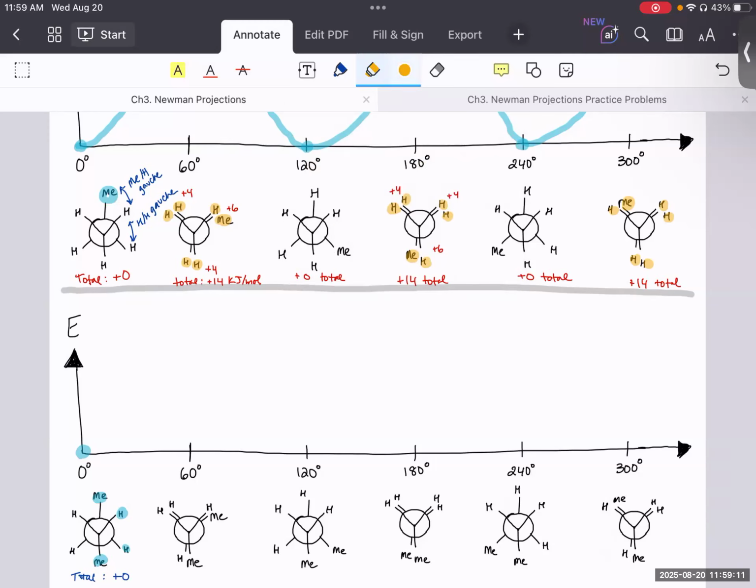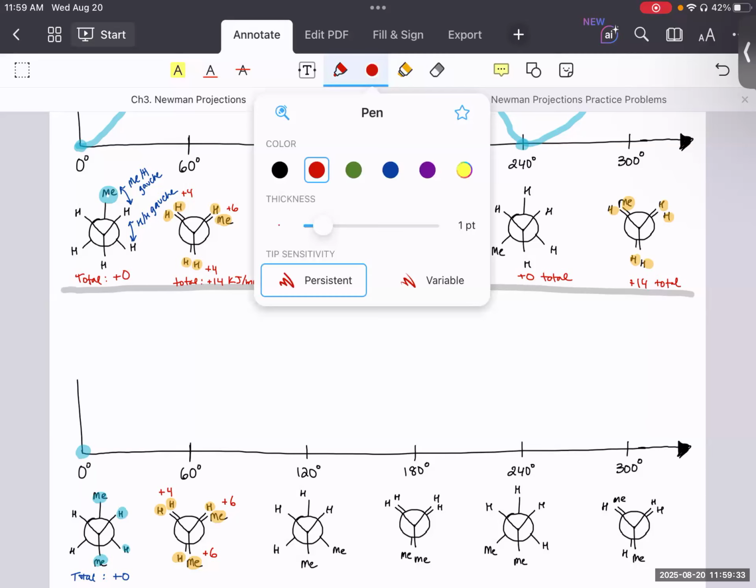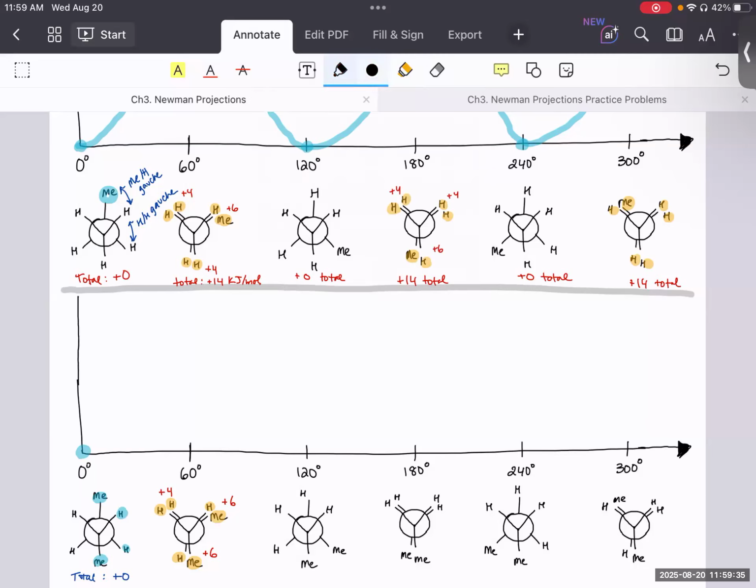All right, next, in this next one, we can take a look. We have 2 hydrogen methyl interactions, each of which is +6. And then we have a hydrogen-hydrogen interaction, which is +4. And so for this one, we have a total of +16. So I'm going to change my y-axis again, just to make it a little bit taller. And so we'll have +16 here.